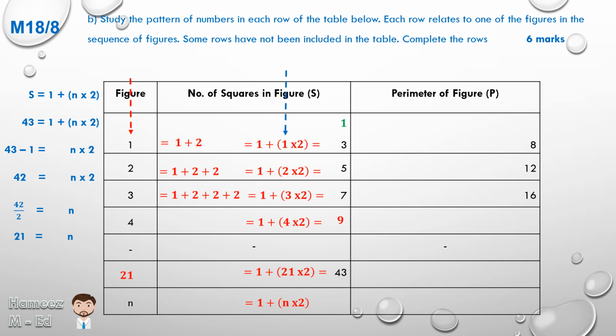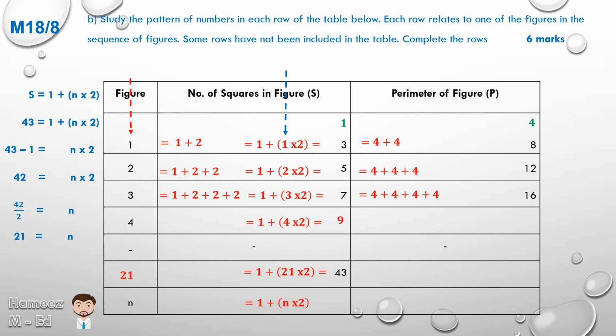If we follow the same format as the squares and look at the perimeter values, 8 is increasing by 4 to give us 12. It's increasing by 4 again to give us 16. So if we're going backwards, we would be subtracting 4 each step upwards. If there was a figure before figure 1, it would be 8 minus 4, which is 4. As such, figure 1 can be written 4 plus 4. Figure 2, 4 plus 4 plus another 4. Figure 3, 4 plus 4 plus 4 plus another 4.